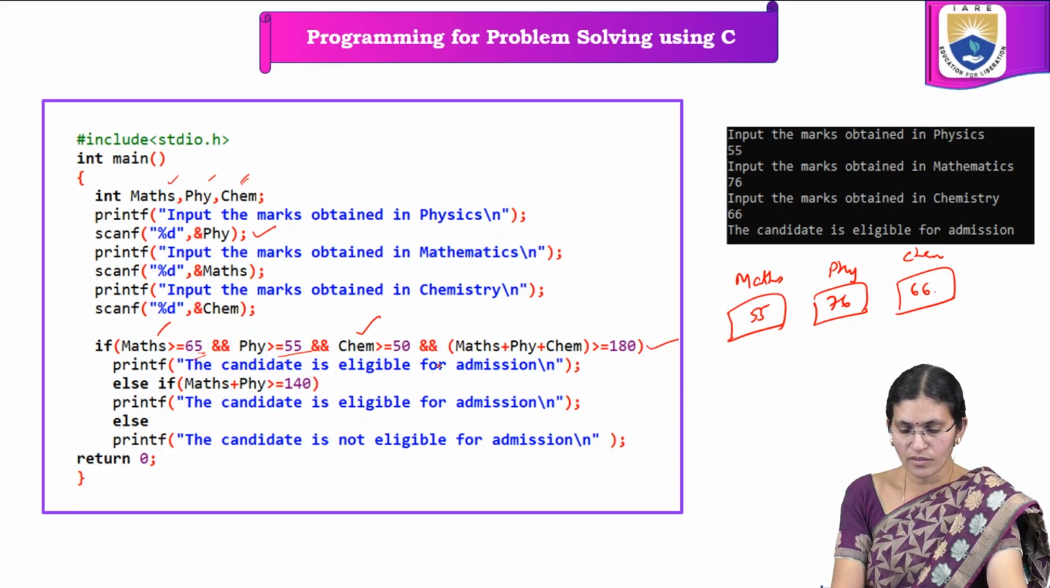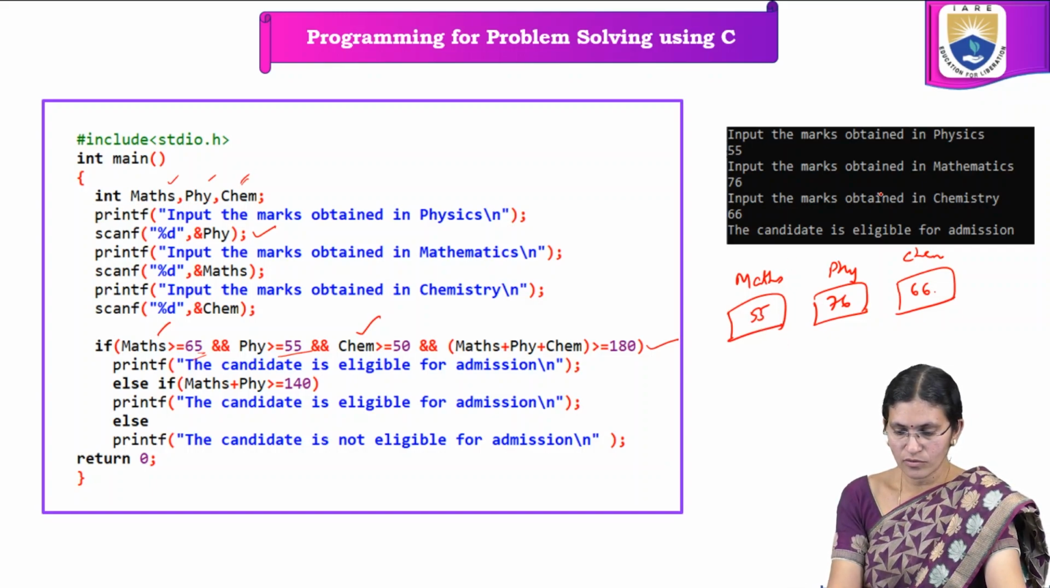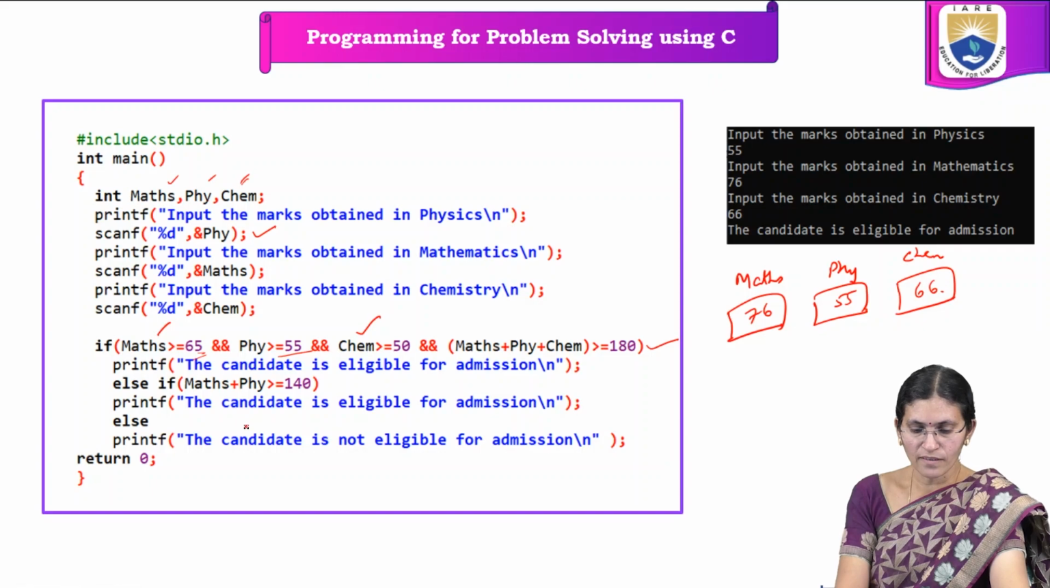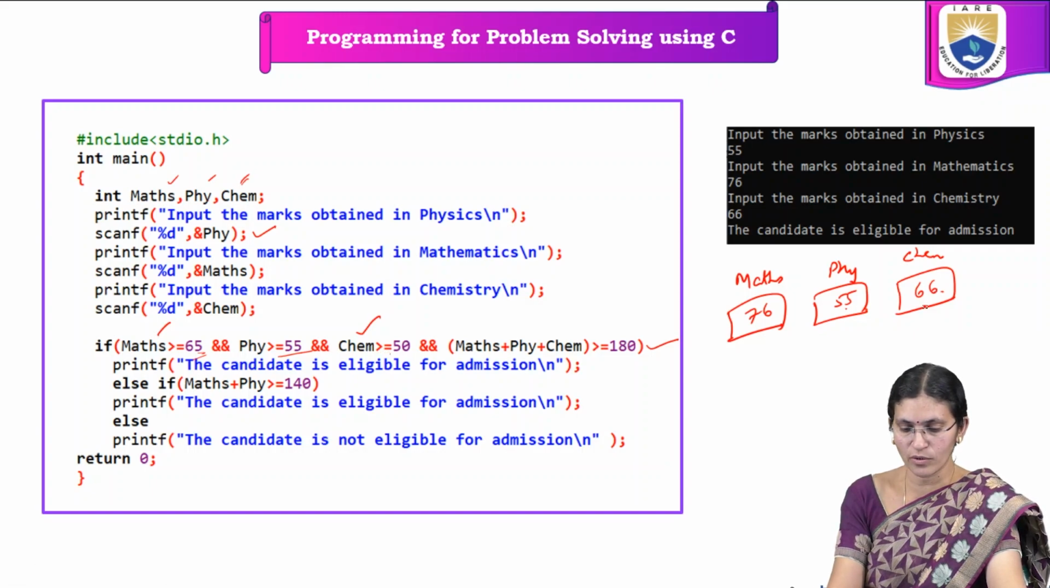So if we enter physics as 55, maths as 76, and chemistry as 66, maths is greater than or equal to 65, so the condition is satisfied. Similarly, in physics it should be greater than or equal to 55. That is also satisfied. In chemistry it should be greater than or equal to 50. That condition is satisfied.